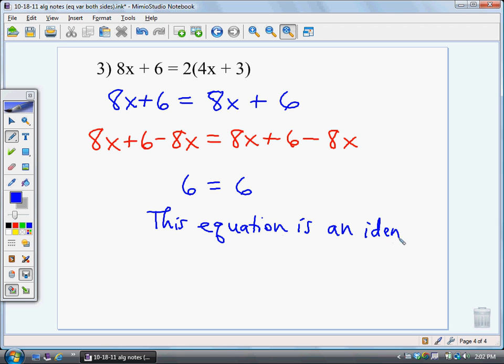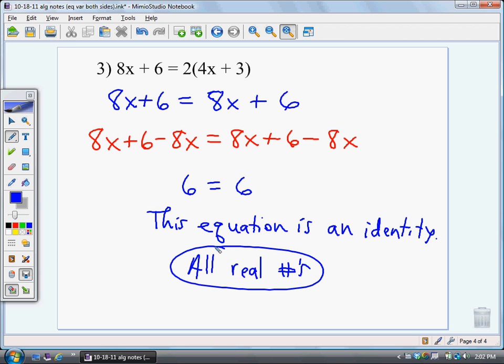And what that means is this equation is an identity. And as an identity, that means that my answer would be all real numbers. Because all real numbers will work. Makes no difference. And again, it might help to just look right there. Both sides of the equation are going to take the value you think is the solution, whatever number you pick for x, and multiply them by 8, and then you're going to add 6. So you're doing the same thing on both sides, and that's what makes it an identity.